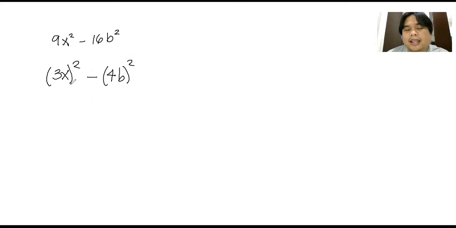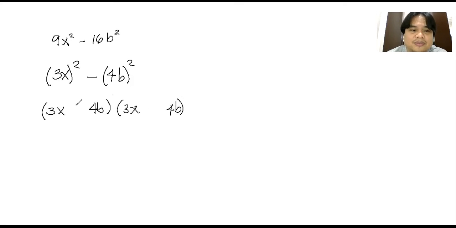So again, we now have expressed our binomial into its squares. So the next step is to express it into its factored form. The factored form actually is just what? You just copy the bases once again. So that says 3x and 4b, 3x and 4b. And then just vary the operation, plus and minus or minus and plus, either way.